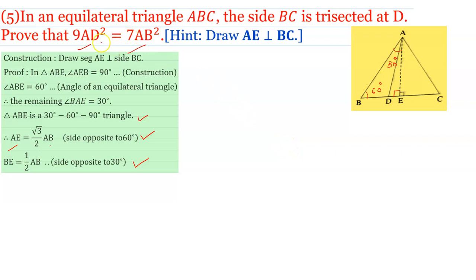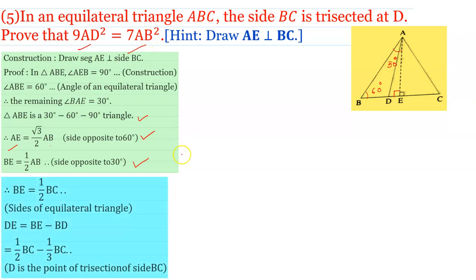We want to find a relation in which AD and AB appear. Okay, now the next. See this here, BE is equal to 1 upon 2 BC. Now what is AE here? AE is the perpendicular bisector of the side BC in the equilateral triangle, therefore E is the midpoint. And therefore BE is equal to EC, and hence BE is equal to 1 upon 2 BC. These are the sides of the equilateral triangle.